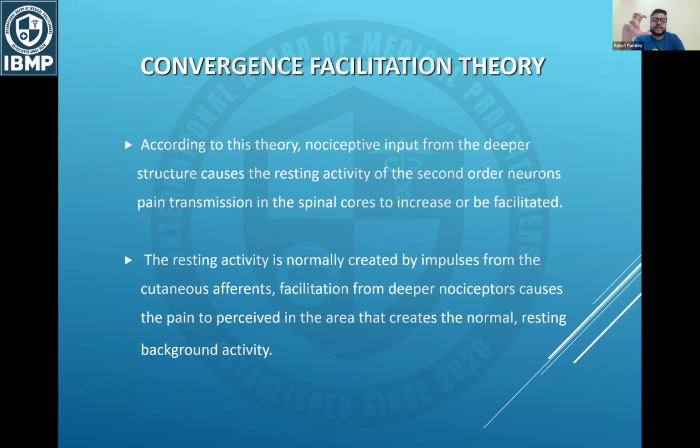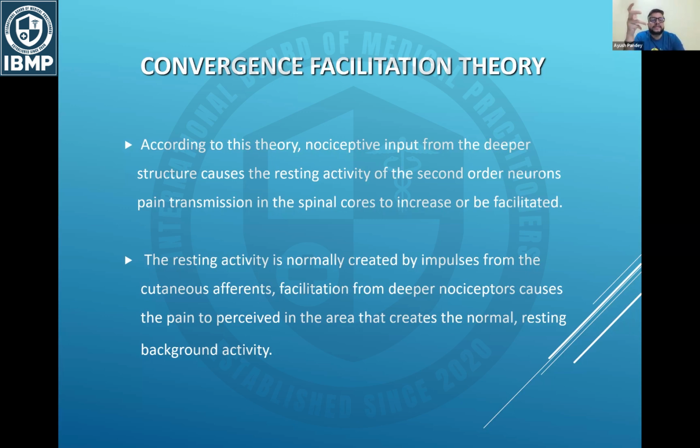Because of this, the brain interprets this increased activity, because they were at a resting phase and now because of these pain signals which are coming, they are facilitated and the activity of the second order neurons increases. So the brain interprets this increased activity as pain coming from the cutaneous, that is the skin or muscle, though it is originally coming from the visceral. So again, it sends it back to the superficial.